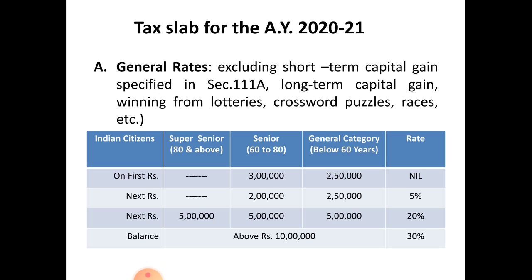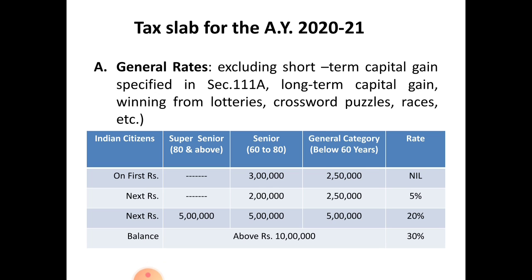And this general rates is relating to total income excluding this short-term capital gain specified in section 111A at the rate of 15%, long-term capital gains, winning from lotteries, crossword puzzles, races, etc. So, general rates does not include these things.